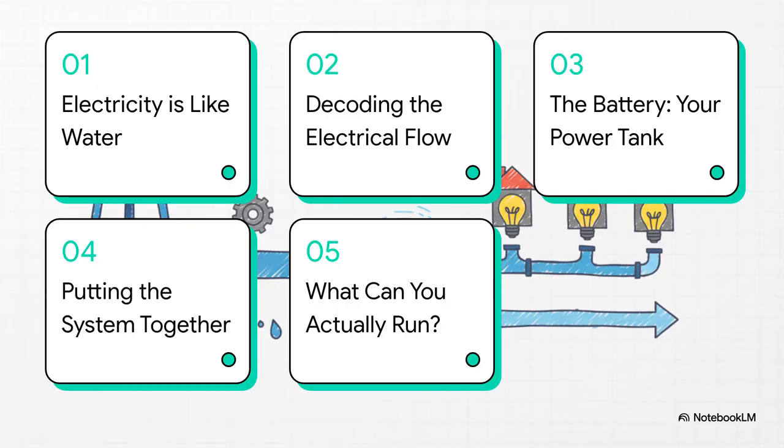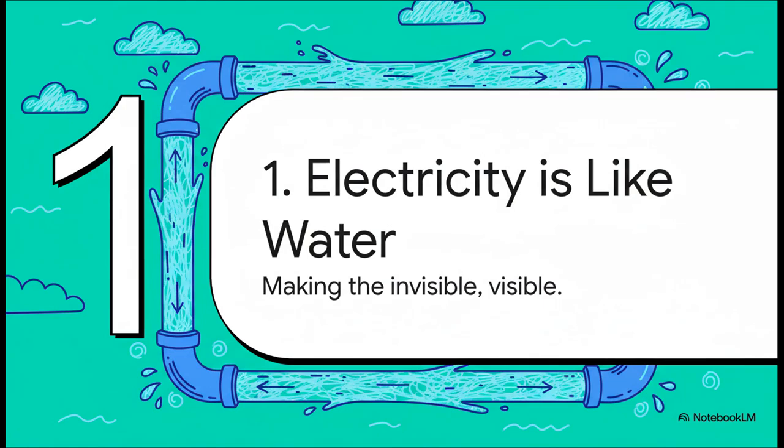All right, so here's our roadmap. We're going to start with that basic water analogy, then we'll build up our terms step by step, and we'll wrap it all up by figuring out exactly what a real-world power system can actually do. All right, let's dive right in.